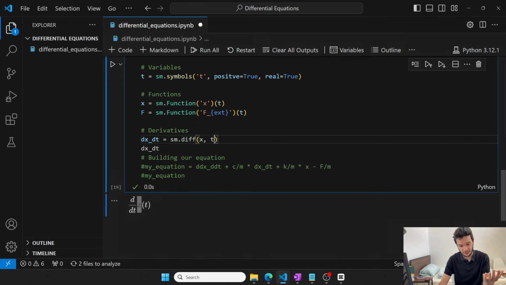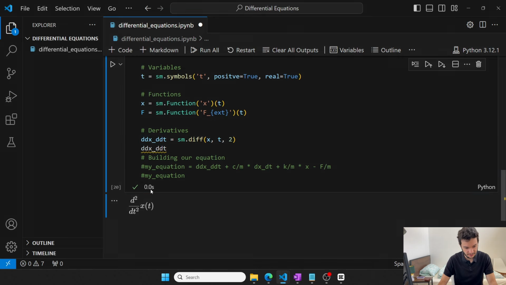If you want to have the second derivative of x across t, additionally, I can add another parameter here representing the order of the derivative. So this will be ddx over ddt. Okay. If I run this, you'll see that we have the second derivative of x across t, or dt squared. Now, similarly, you can specify the integral of a function or a variable by doing an integrate here. Let me remove this. We want to integrate x across t. If I go ahead and run this, you'll see that we have the integral of x of t dt.